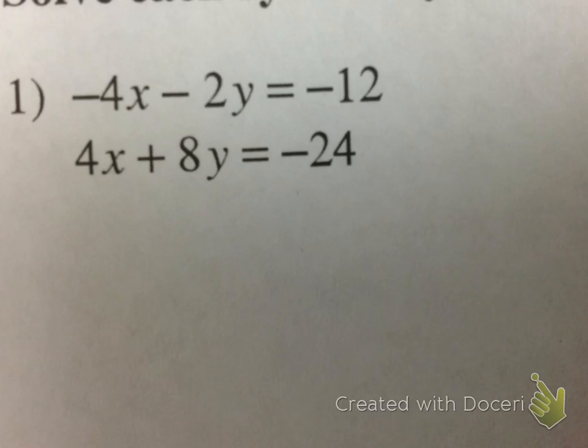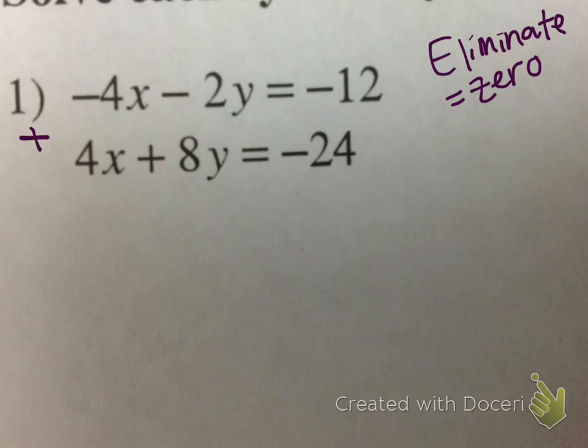And the way we are going to use elimination is we want to eliminate an x or a y. That means we want to get 0 on either the x or the y. So eliminate means we need 0. And so if we add our two equations together, we've got a -4 and a +4. And that's what we need to get 0.